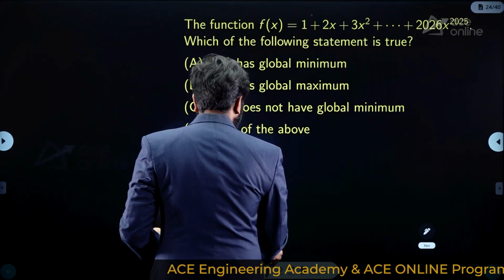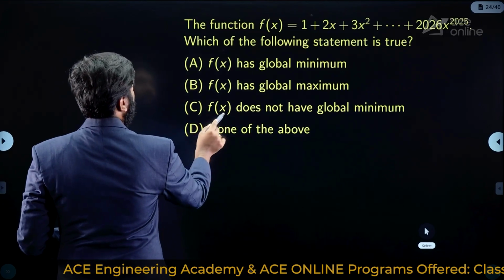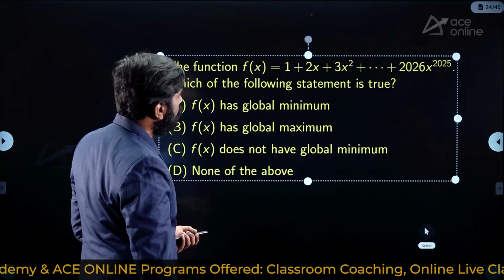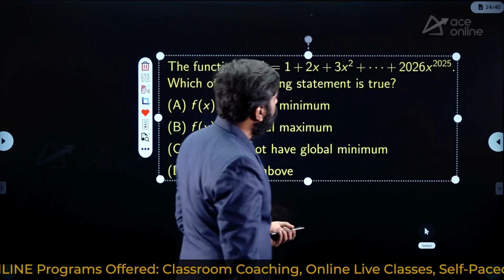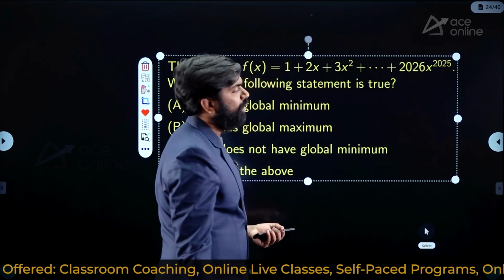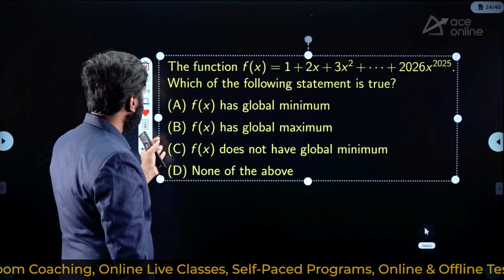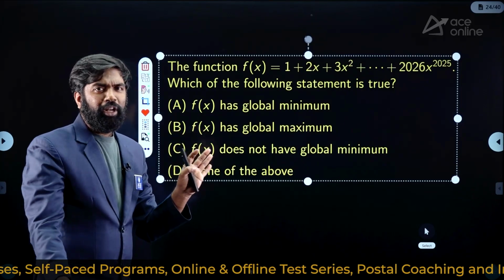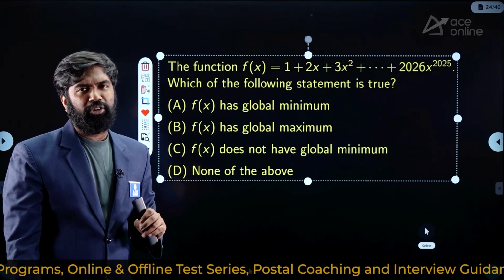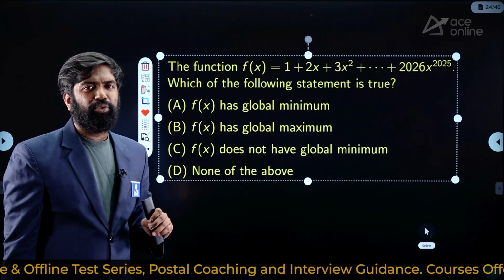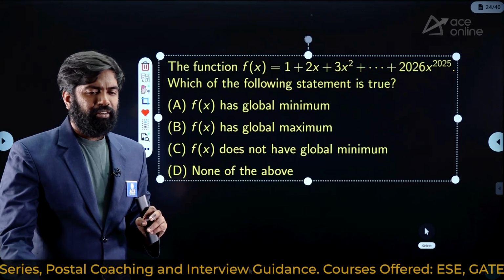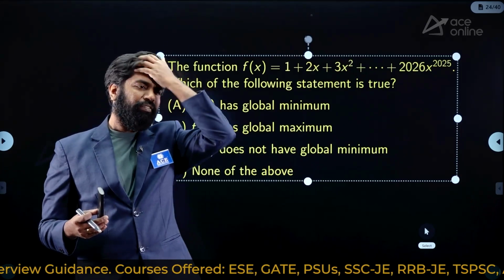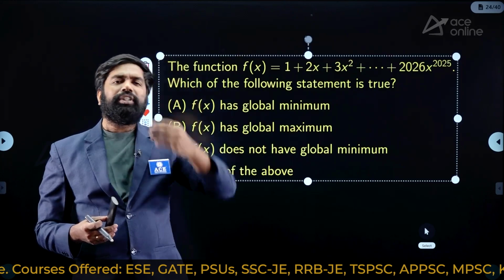They gave a function, a very complicated function, like f of x equal to 1 plus 2x plus 3x square plus so on, 2026 into x power 2025, a very complicated function. Which of the following statements is true? Now you will apply the usual logic, like what is f dash of x? Equate f dash of x to 0, find the stationary points, substitute them into the second derivative. But you cannot do all those calculations here.